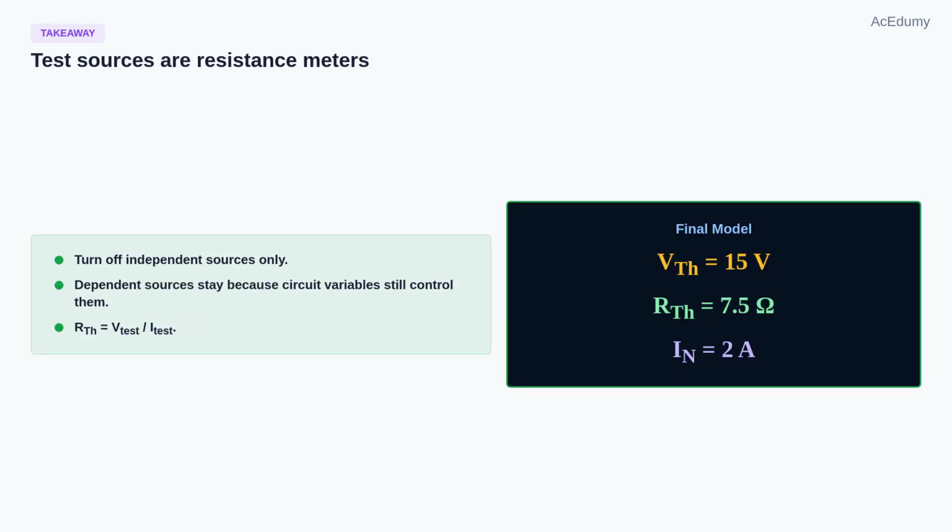The rule is the same every time dependent sources appear. Turn off independent sources only. Keep dependent sources in the circuit. Choose a convenient test source at the output terminals, solve for the matching voltage or current, and take R Thevenin as V test divided by I test.